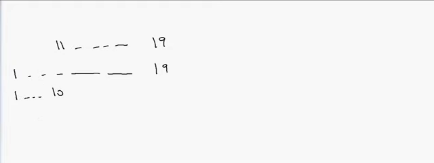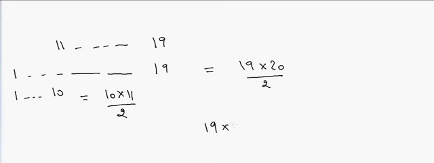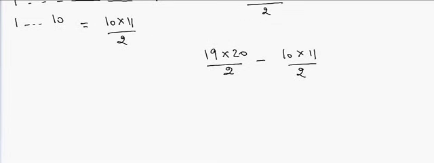So how will I do that? 1 to 19 will be equal to 19 into 20 divided by 2, and 1 to 10 will be equal to 10 into 11 divided by 2. If I subtract both, that will be equal to 19 into 20 divided by 2 minus 10 into 11 divided by 2. So that's how I can do the addition in sequences which do not start from 1.